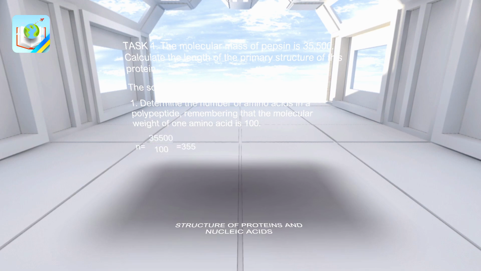N is 35,500 divided by 100 equals 355. 2. We find the chain length, knowing that the length of one amino acid is 0.35 nanometers. 355 times 0.35 is 124.25 nanometers. The answer, the length of the primary protein structure, is equal to 124.25 nanometers. Click to continue.